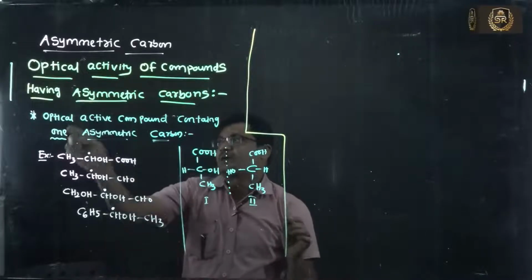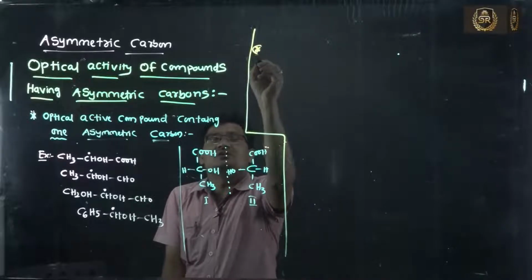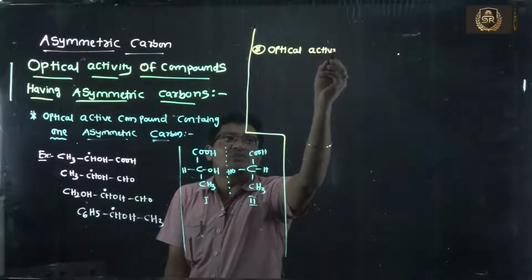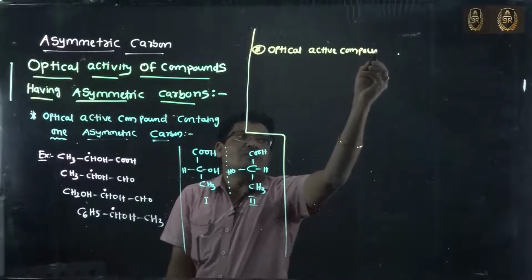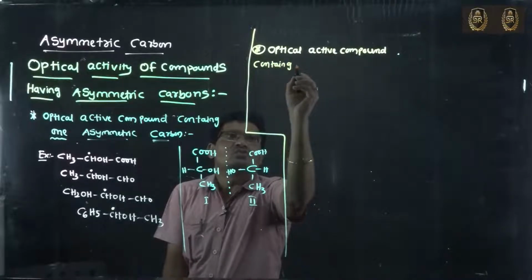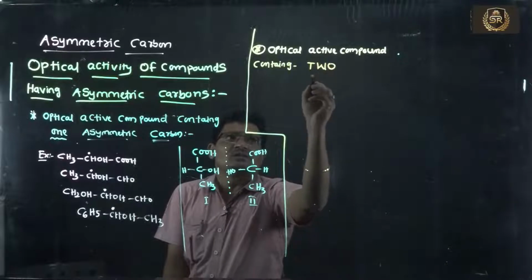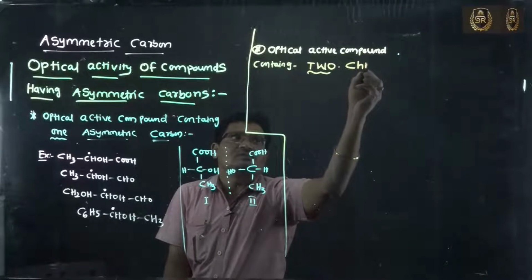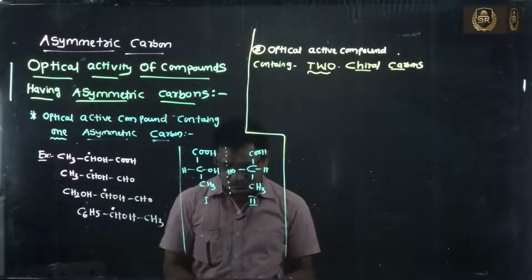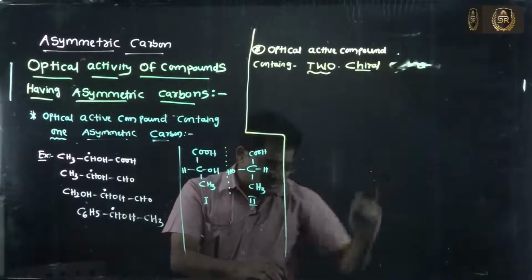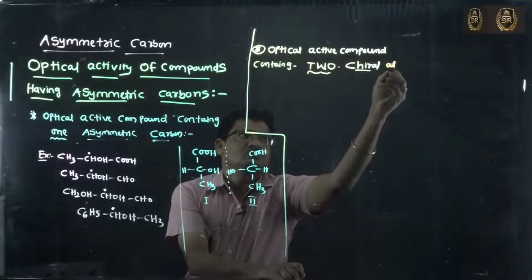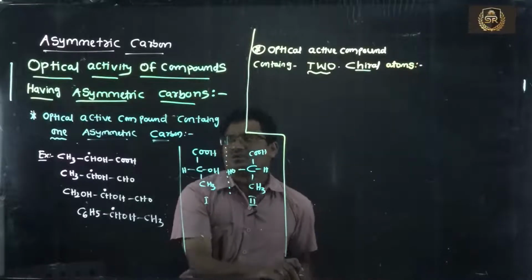Next one, an optically active compound containing two chiral carbons, or two chiral atoms. Okay. Now, see what is the meaning of this one?